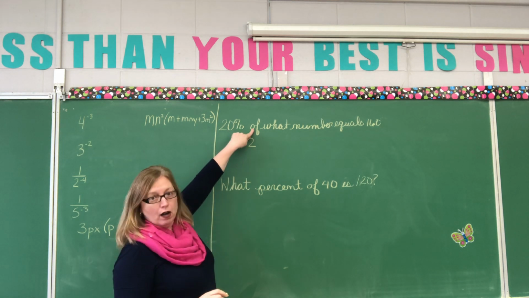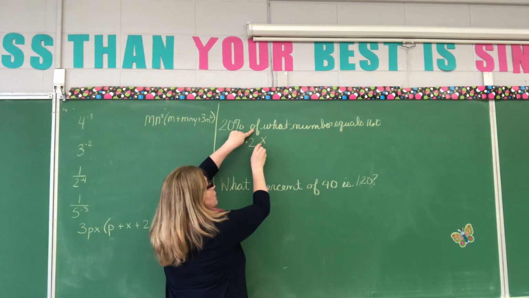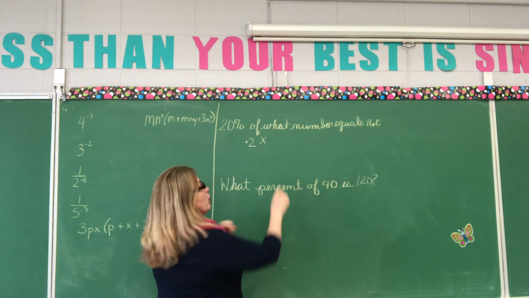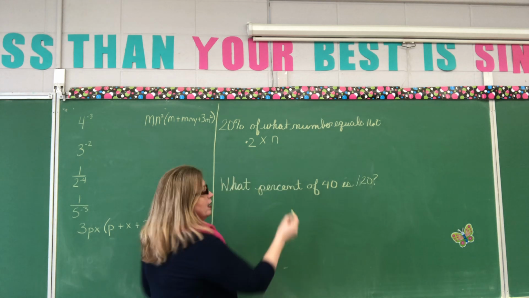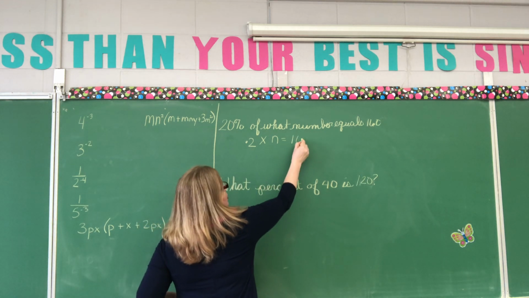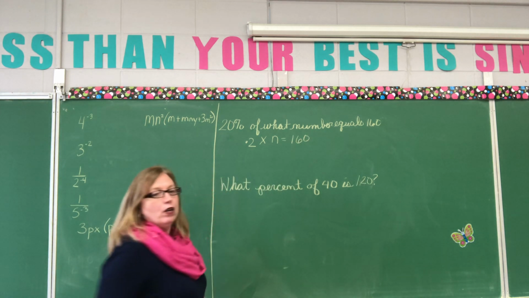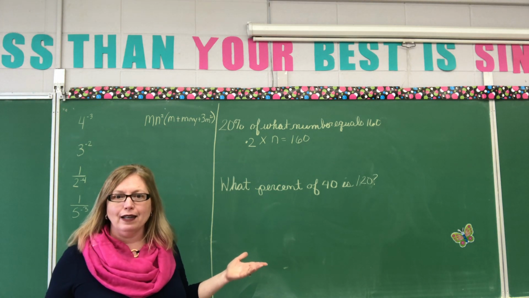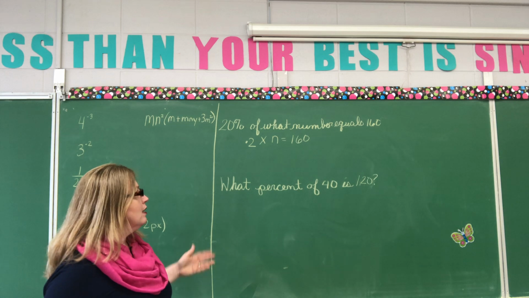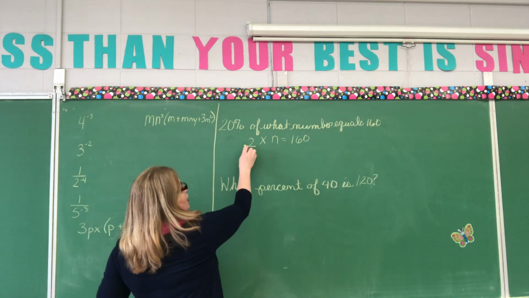So we're going to say 0.2, of means to multiply, what number? We're going to put an N for the number. Equals, or is, 160. Now, you know what to do with this. 0.2N equals 160. Doesn't matter that this is a decimal.